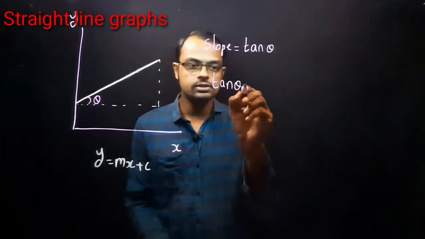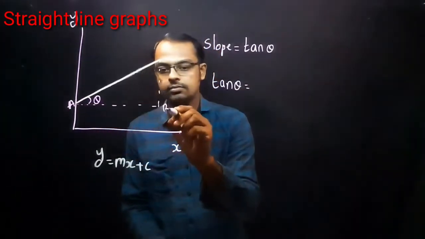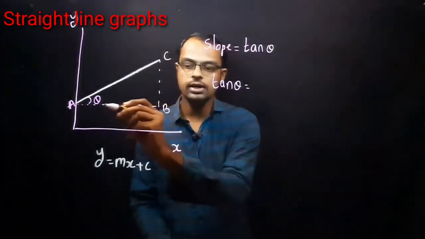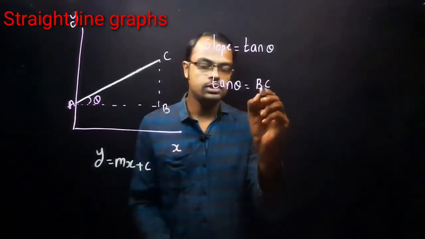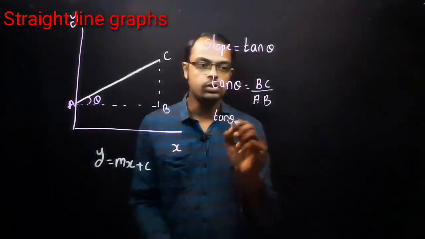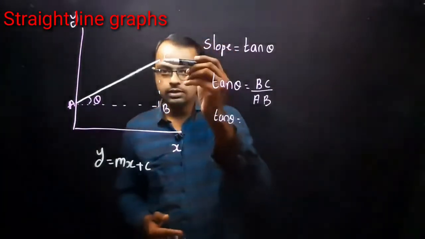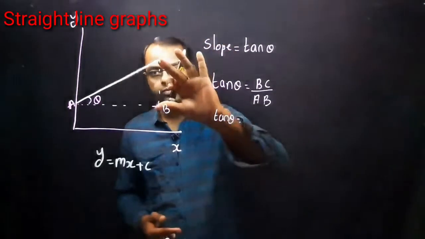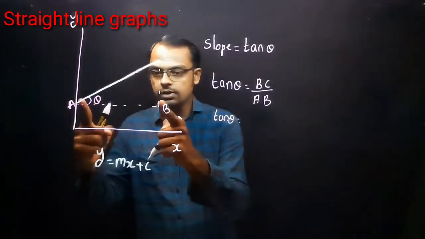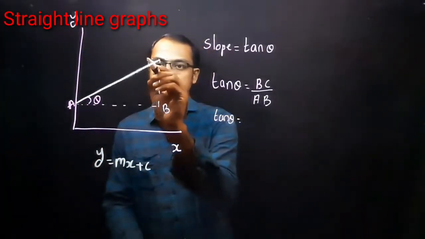If I give a name to this imaginary triangle, A, B, C, tan theta is equal to what? Opposite side divided by adjacent side. So we can write here BC divided by AB. Now, what is BC? This value you will get from which axis? Y axis. Same way, the value AB you will get from which axis? X axis.